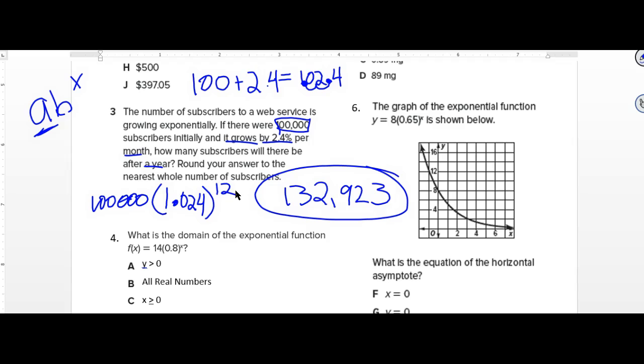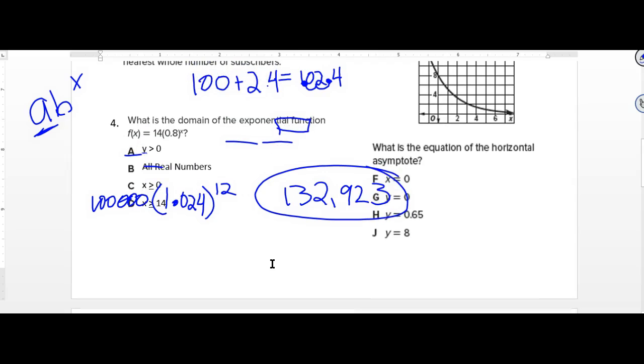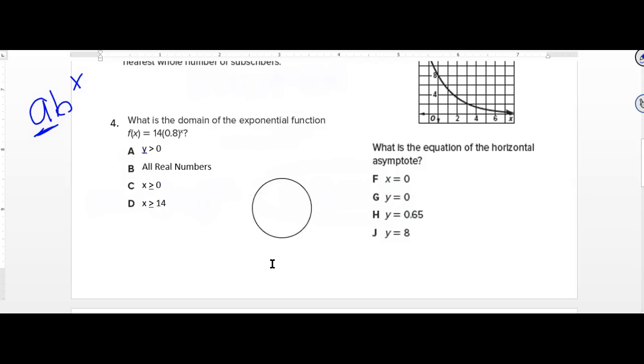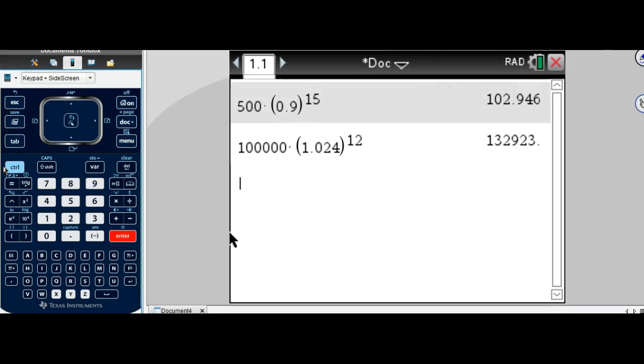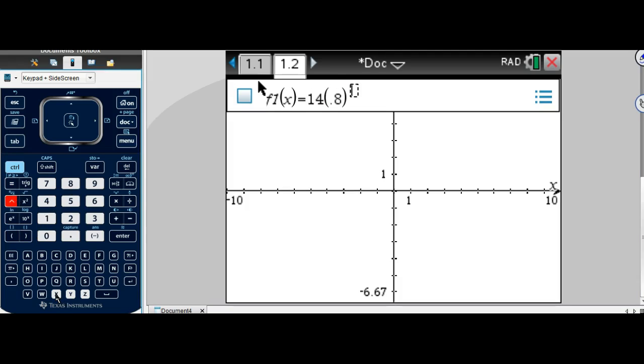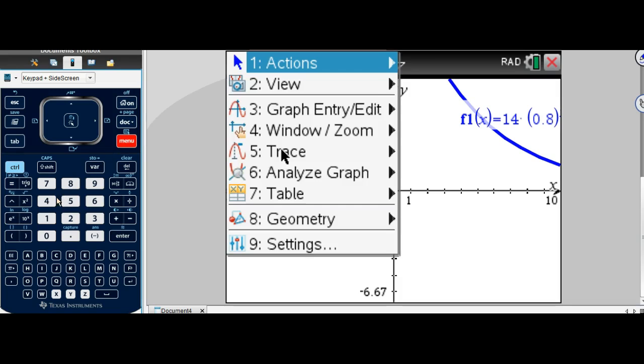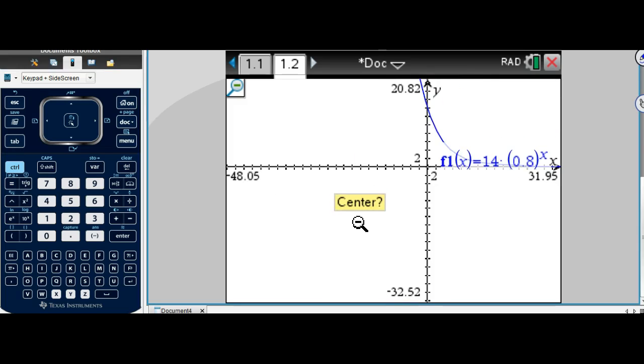Number 4, the domain of the exponential function 14 times 0.8 to the power of x. You have to know what the graph looks like in order to find the domain. You know what it looks like? Great. Graph it. If you don't, go to your calculator and graph it there. 14 times 0.8 to the power of x. I'm going to graph it, and it looks like this. I can't see much of that, but if I zoom out, menu 4, 4, I see that it looks like this.